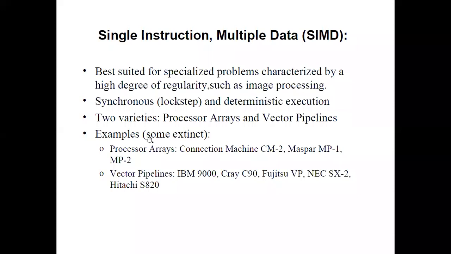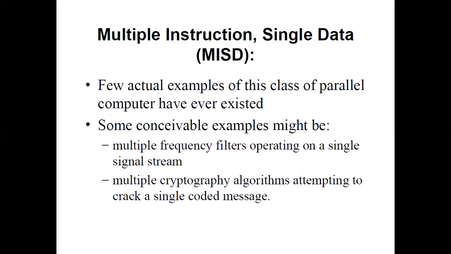The examples, actually this is becoming extinct, single instruction and multiple data. Previously we had machines like CM2, then there was Maspar MP1, Maspar MP2. We had vector pipelines in IBM 9000, the Cray C90, Fujitsu VP, Hitachi S820. So these kinds of processors were used, of course, but those are now becoming extinct. So let us see the next one.